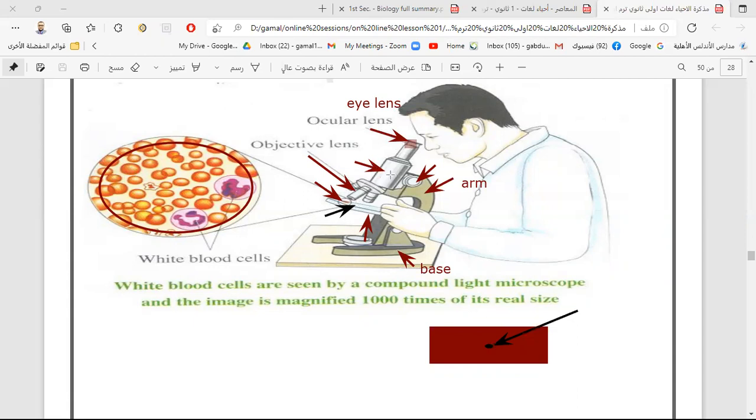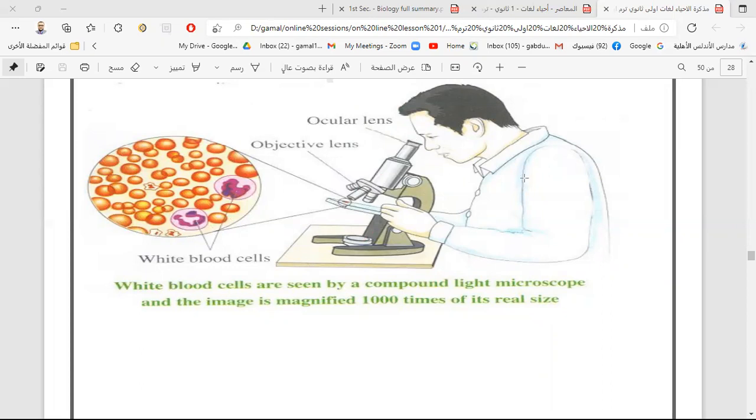We have many objective lenses. One, for example, here, two, and three. Why do we have many objective lenses? Of course, because you have different objects that you study or examine by the microscope, so you need different powers of magnification.